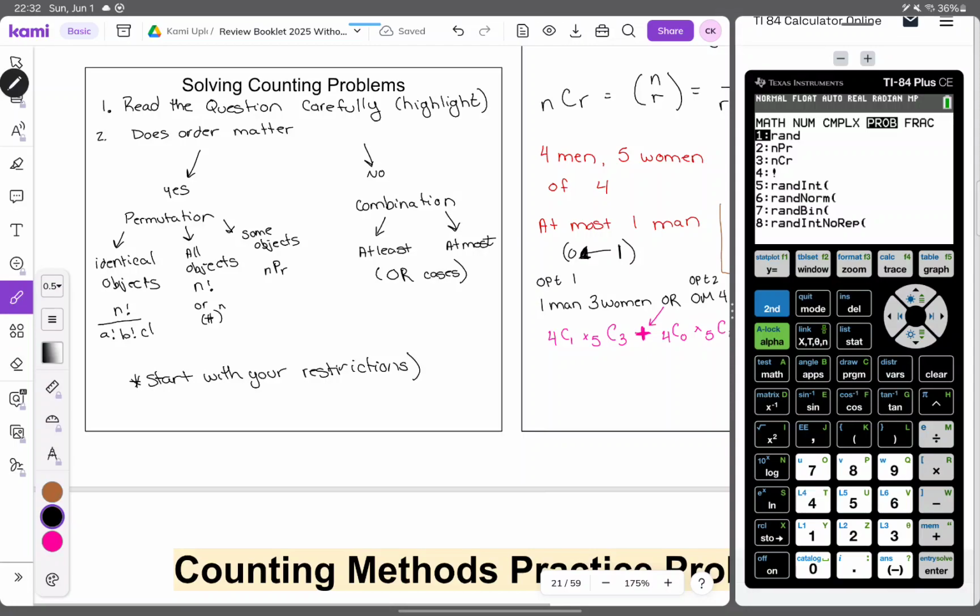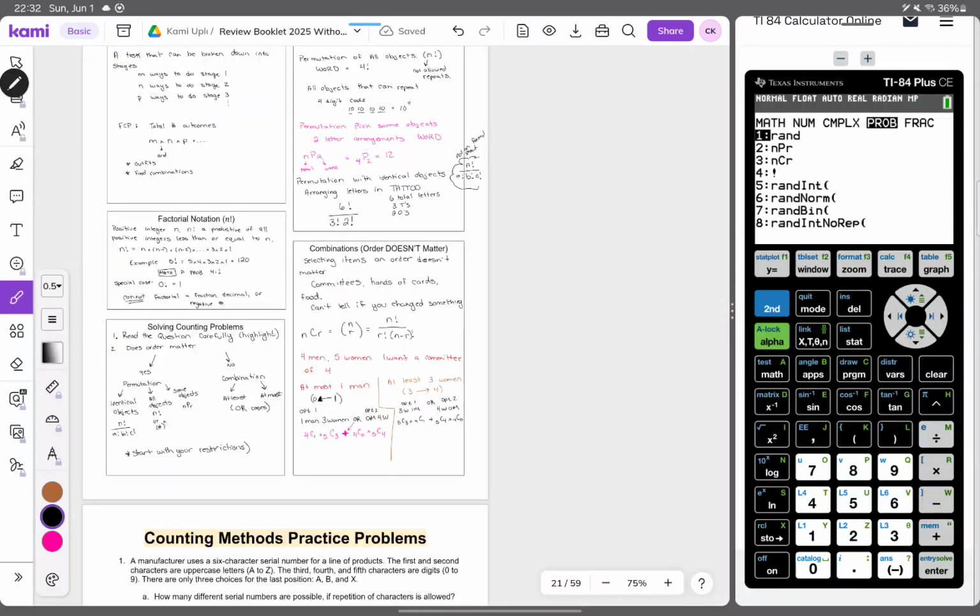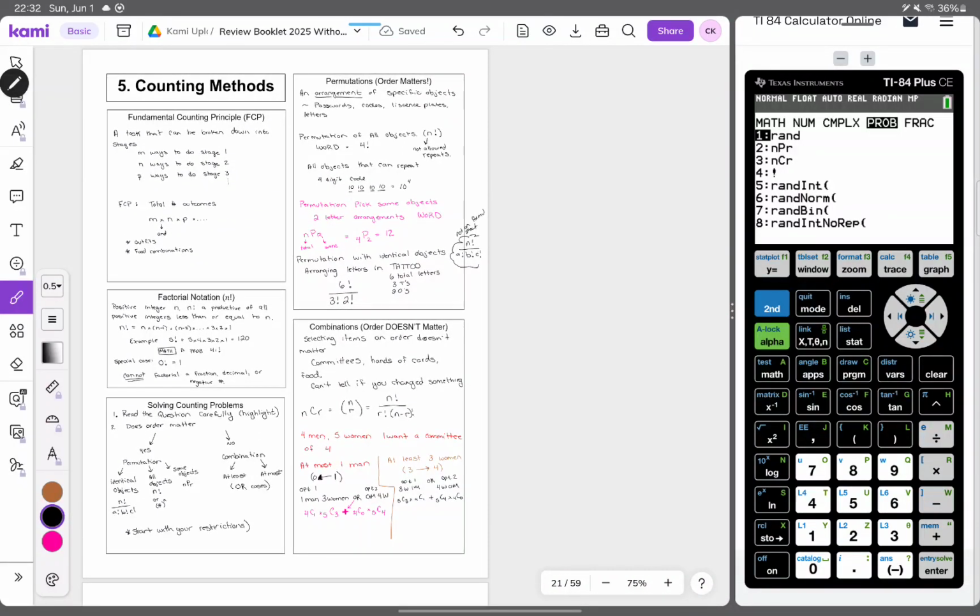All right, so there's your counting methods. Again, try the questions, brain dump on your formula sheet, and anything else here. This is just a general overview. There's some other things that you might have to add depending on what you need to remember.